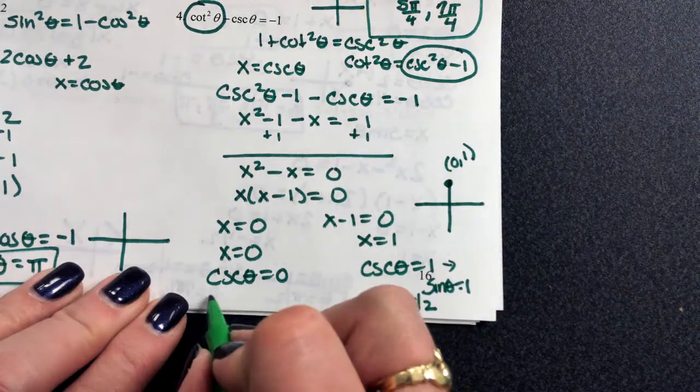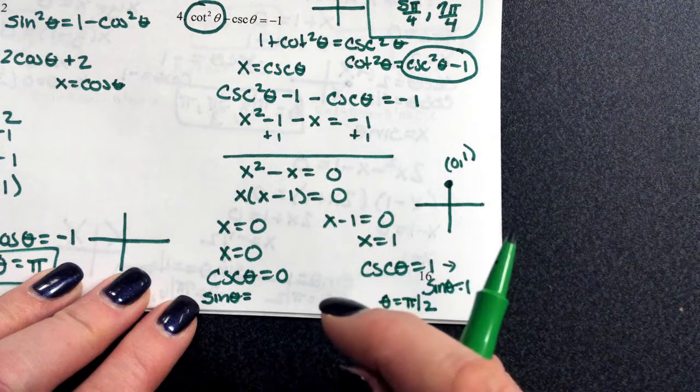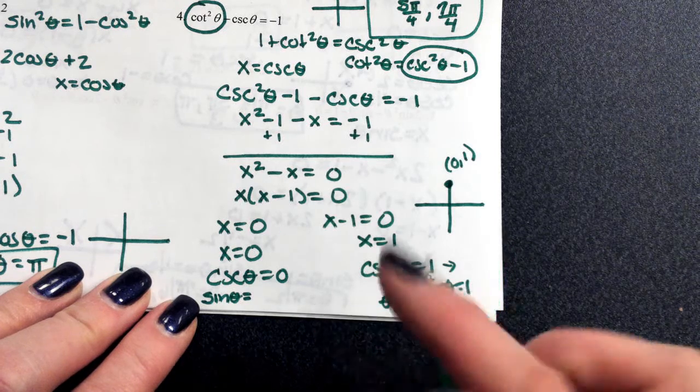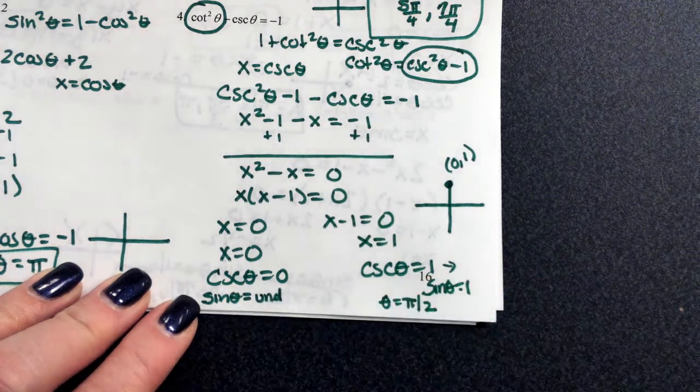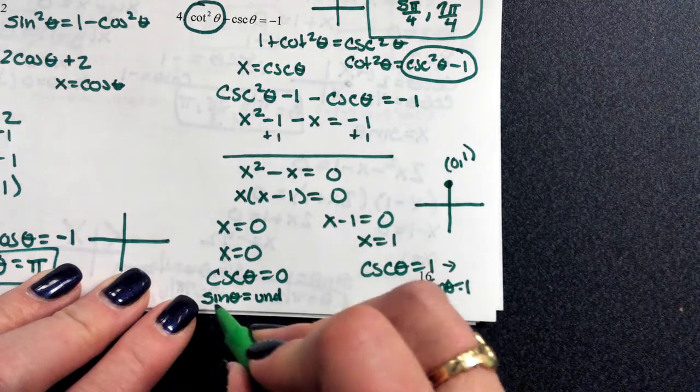Now the issue we ran into: sine of theta is equal to 0. Well, what's the reciprocal of 0? Undefined. Is there any place where sine is undefined? No. So this can't be solved.